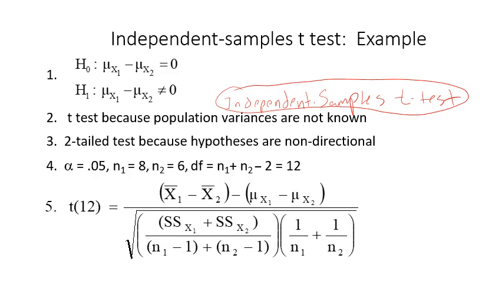In step 5, we have that big long formula, even though this is going to be 0 here, so we don't even really need to worry about it. But we need to calculate our sum of squares. We can't just do the formula. We need to first calculate our means and our sum of squares. And that's what we'll get to on the next slide.